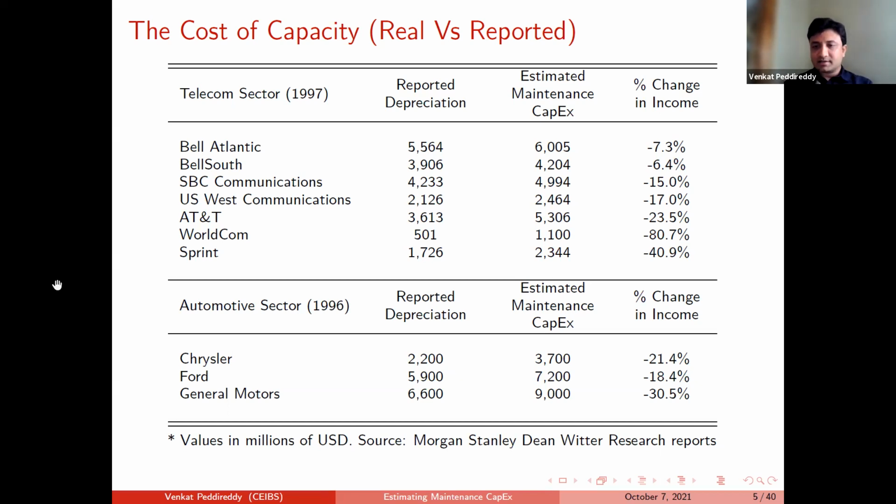Now, this industry has gone through a lot of technological changes and everything, right? But if you look at the automotive industry, which was a mature industry in the 90s, there also you see a significant problem. The percentage change in income because of this is about -20% to -30%, right? So this shows that there is a significant change in the estimate of earnings because of estimating the maintenance capex.